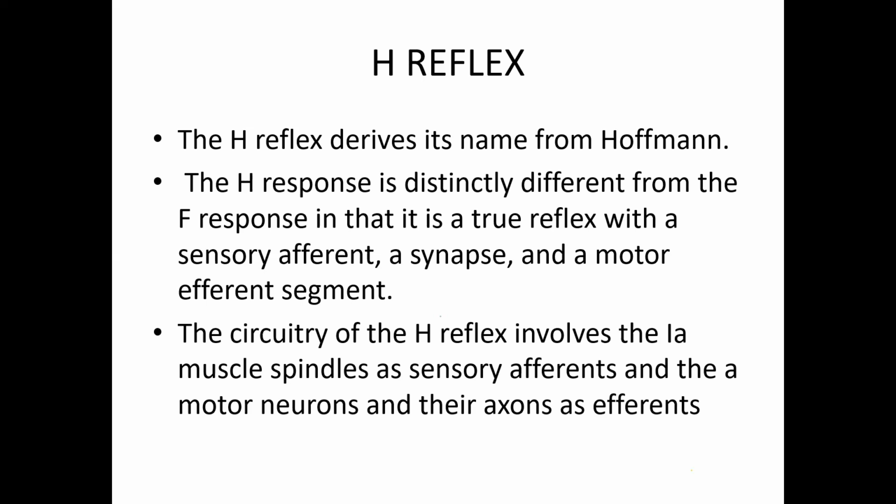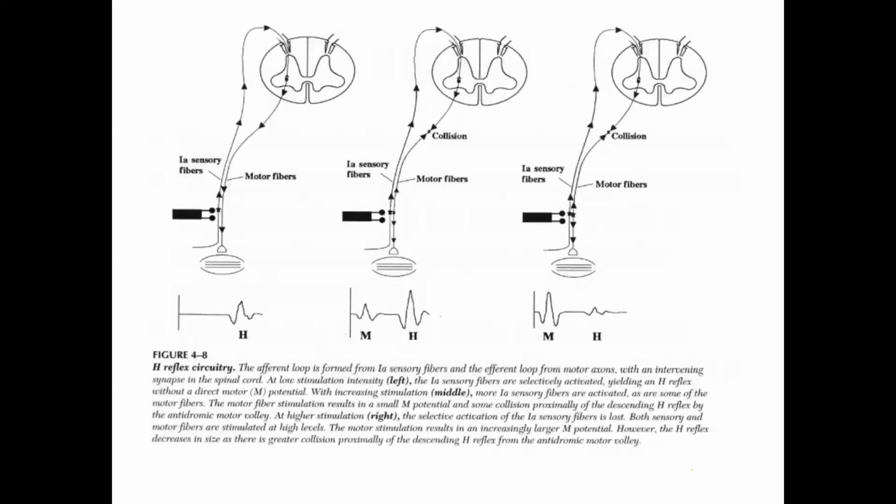Okay. And so H response is distinctly different from the F response in that it is a true reflex. There is a sensory and motor segment. The circuitry of H reflex involves the type 1A muscle spindle as afferent and the alpha motor neurons as the efferent. So can anybody describe this with proper elaboration, because you all must have read H reflex by now. You don't need to read, just a proper understanding should be there. That's it.